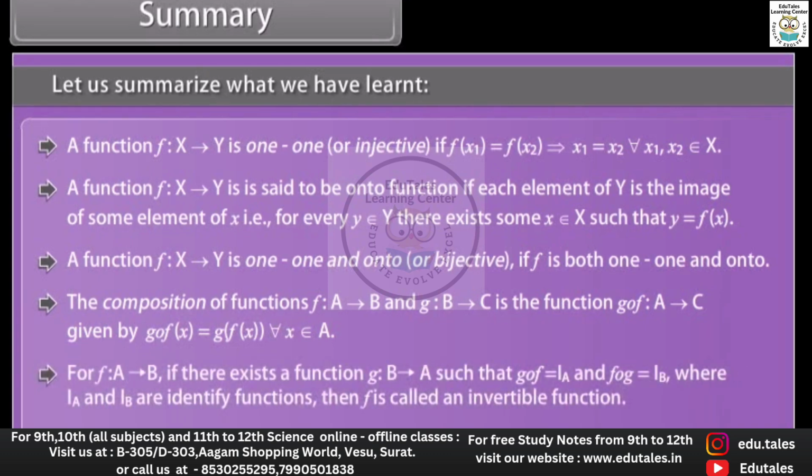For function f from A to B, if there exists a function g from B to A such that gof is equal to I_A and fog is equal to I_B, where I_A and I_B are identity functions, then f is called an invertible function. A function f from X to Y is invertible if and only if f is one-one and onto.